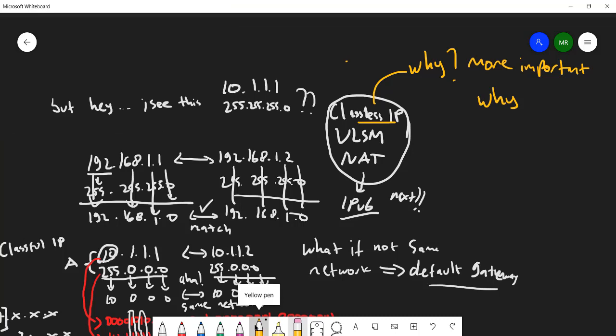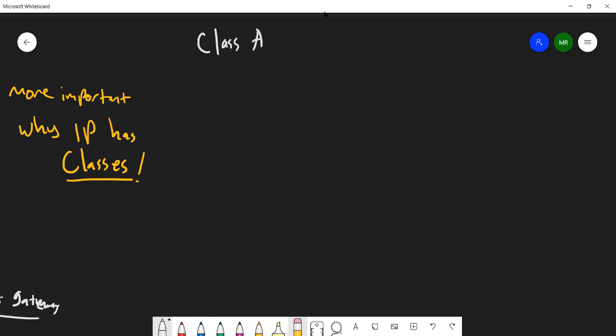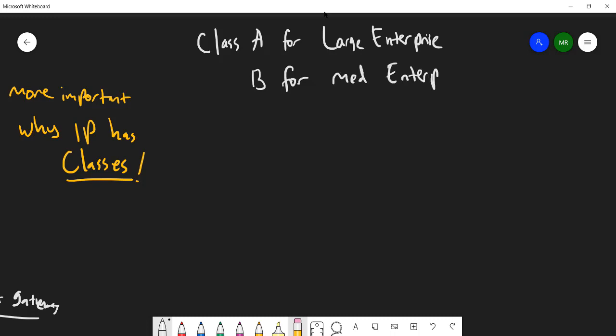First things first, why classless IP? More importantly, why divided into classes? Well, IP classes were originally aimed at the size of enterprise. Class A for large enterprise, B for medium enterprise, C for small medium business.